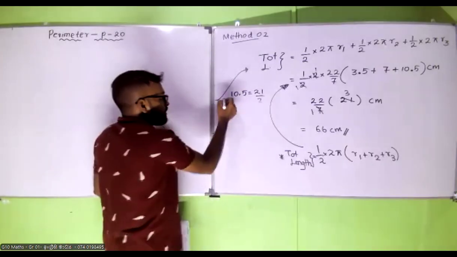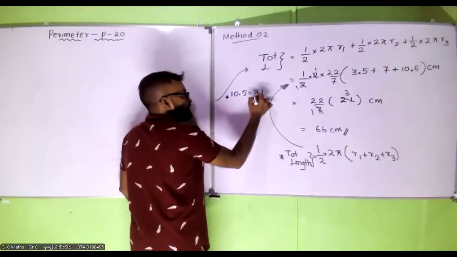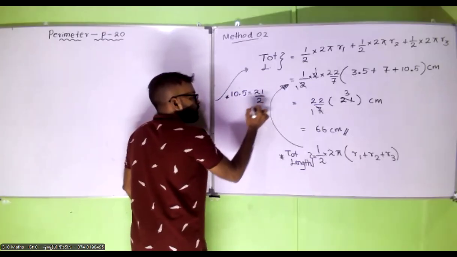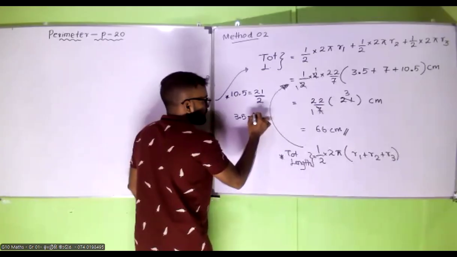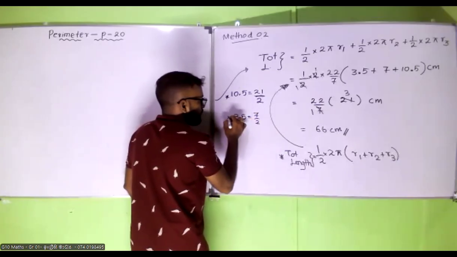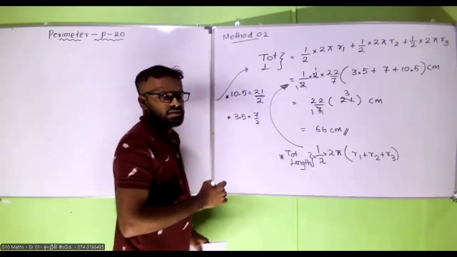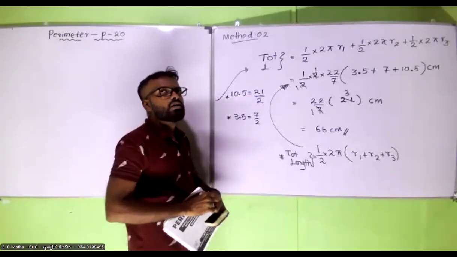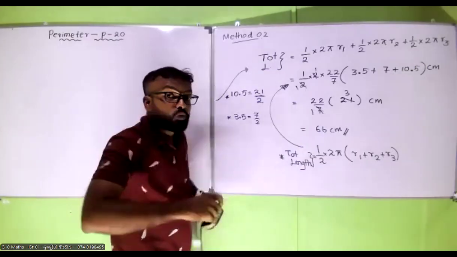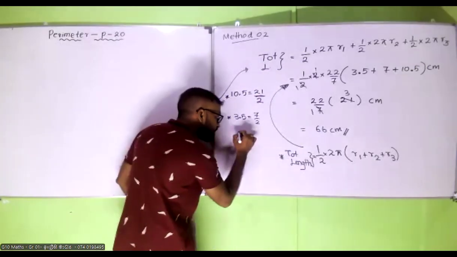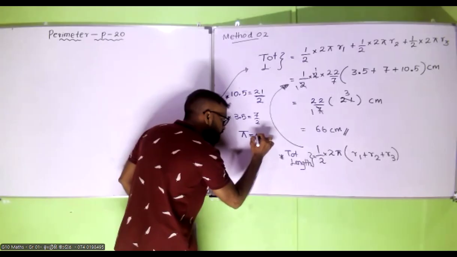Today, write these down also. 10.5 can be represented as 21 upon 2, right? 3.5 can be represented as 7 upon 2, right? These are some tricks that you can use to simplify, especially when you have simplifications with 5.